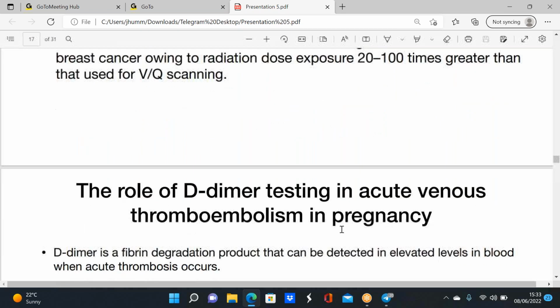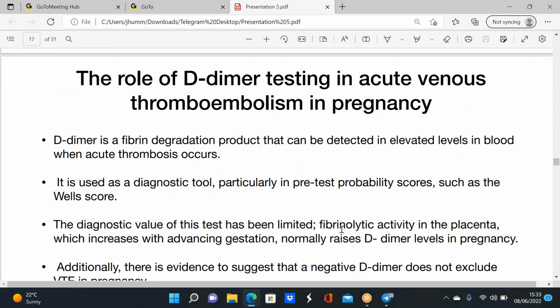Now, next is what is the role of D-dimer testing in acute venous thromboembolism in pregnancy? So what is D-dimer? It's a fibrin degradation product that can be detected in elevated levels in blood when acute thrombosis occurs. It is used as a diagnostic tool, particularly in pretest probability scores such as the Wells score. The diagnostic value of this test has been limited because fibrinolytic activity in the placenta, which increases with advancing gestation, normally raises D-dimer levels in pregnancy.